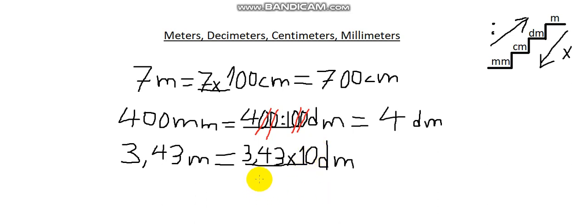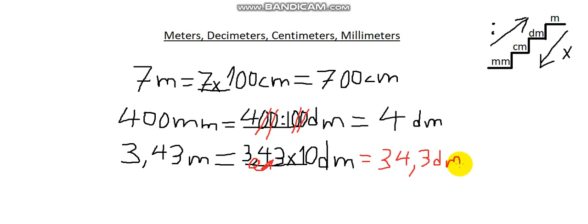And now, 2 weeks ago, we were talking about how we multiply decimal numbers with 10, 100, or 1,000, and how we divide decimal numbers with these numbers. So what I would do here is that since I'm multiplying, the comma, the decimal point, needs to go to the right. How many spaces? As many as the zeros here. So 1 space. It would go here. So my answer would be 34.3 decimeters.